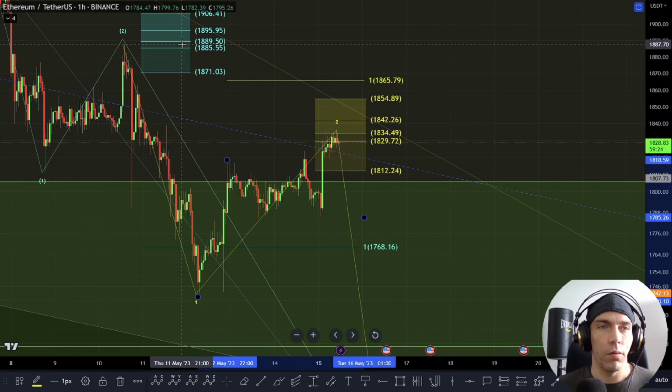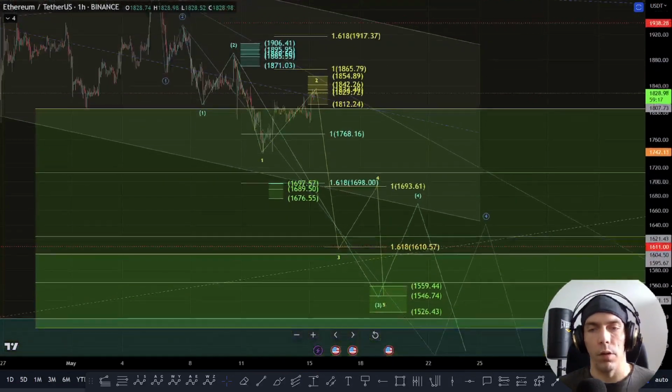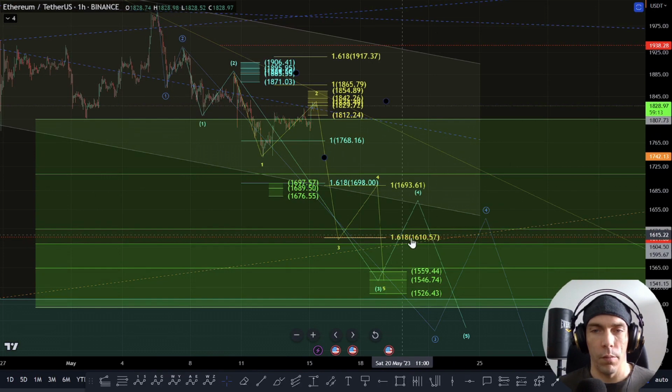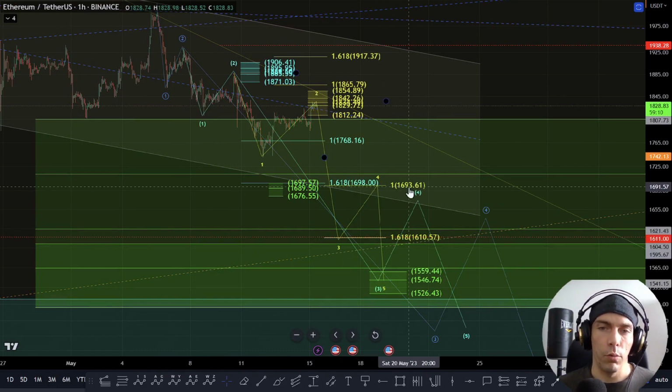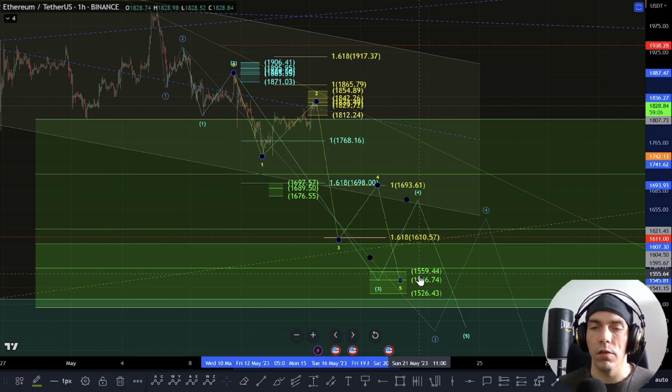Like I said, invalidation of this would come by crossing this 1887. As long as we don't actually cross that, we need to be careful that we're not forming a bigger third wave here, which could actually tie into having this first third wave ending towards the 1610, a move up towards the 1693, and an additional fifth wave to the downside, looking to target out this 1559 to this 1526.